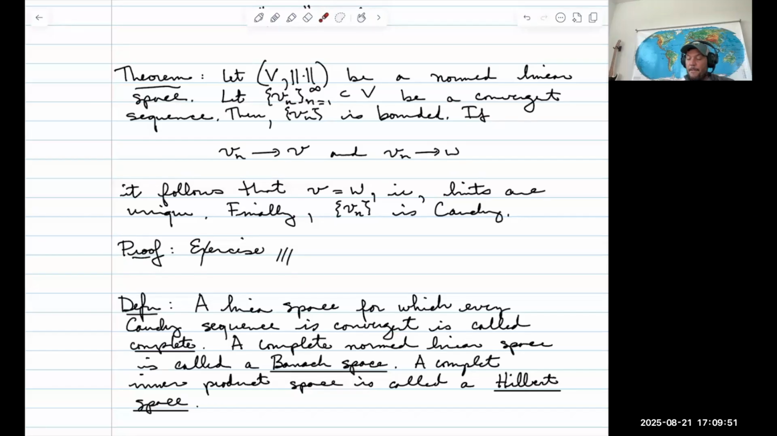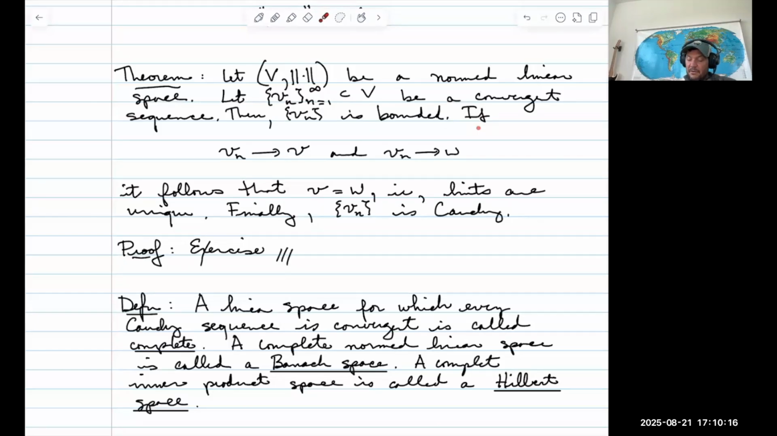Because if I'm converging to something, then I'm probably staying near that limit point after a certain amount. But for the first few values of my sequence, those also have to be bounded. So it's pretty easy to see how you can prove that a sequence that is convergent is also bounded.